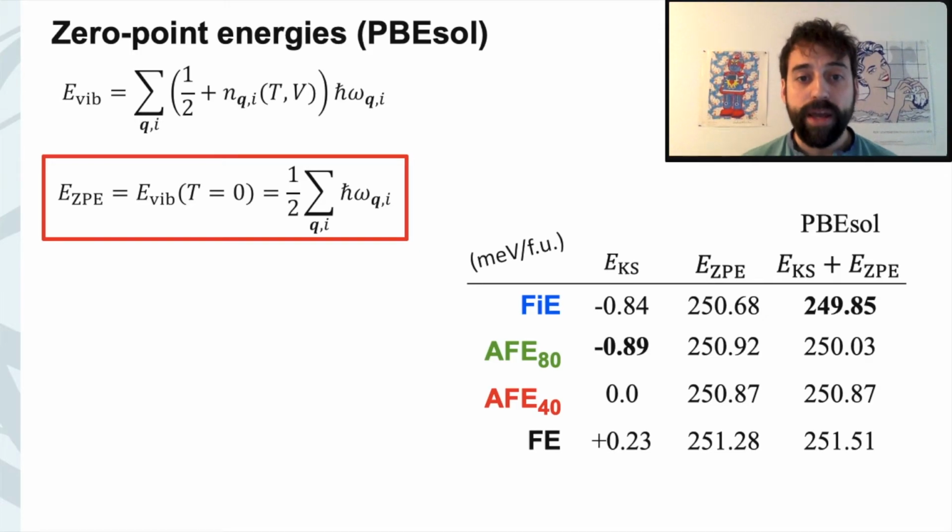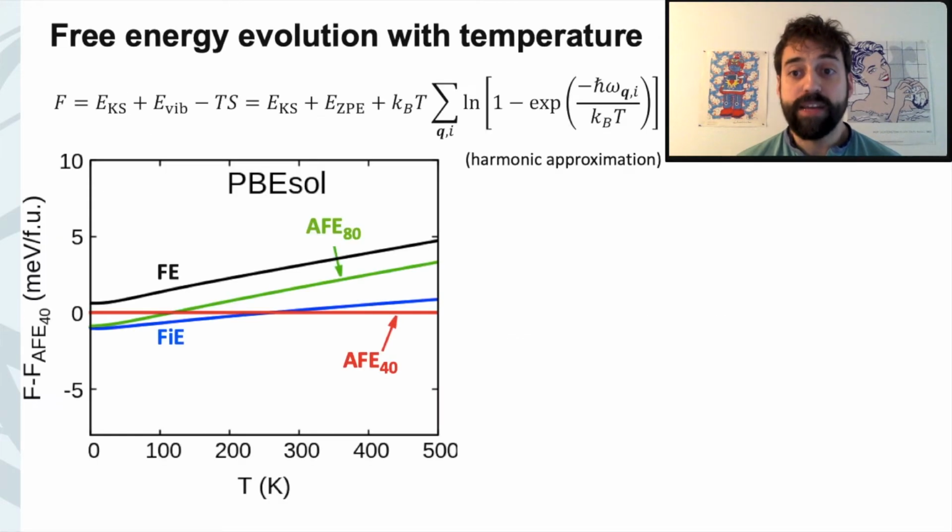Now, we can study how the free energies evolve with temperature within the so-called harmonic approximation, for which we also need to perform sums over phonon frequencies, as you can see in the formula here. Now, the results for PbZrO3 are shown in the figure, where we plot the free energy differences to the AFE40 phase as a function of temperature.